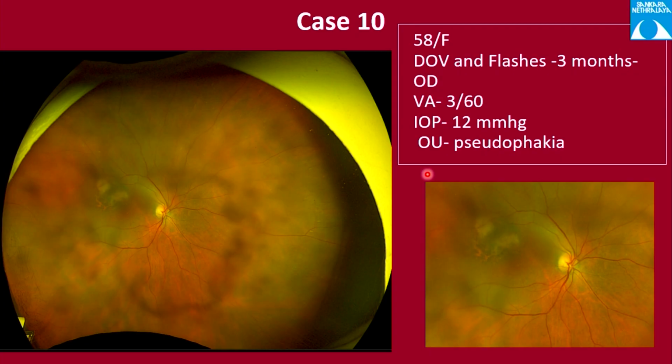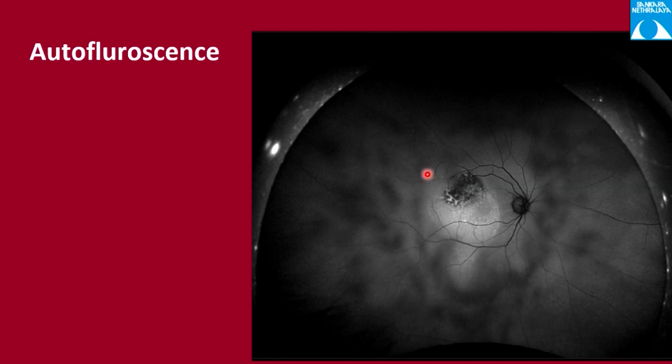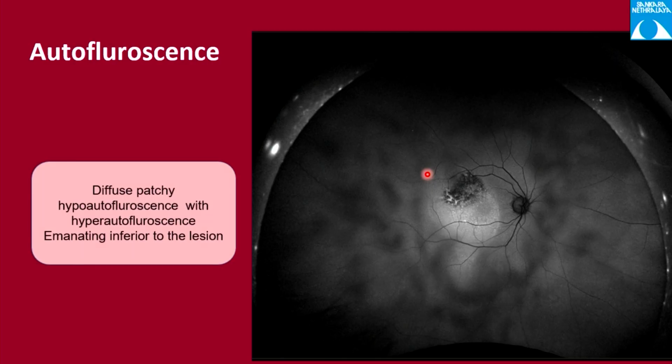It's not clear here, but you do see a lesion superotemporal to the fovea, which is slightly pigmented and has irregular borders. I'll show you the autofluorescence. You can see hypoautofluorescence, and just inferior to it, you can see a hyperautofluorescence emanating inferior to the lesion.